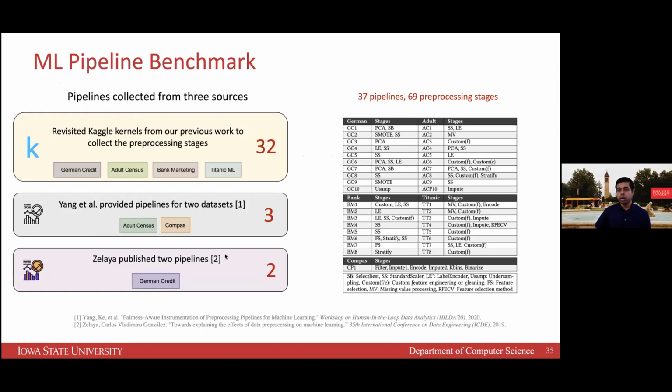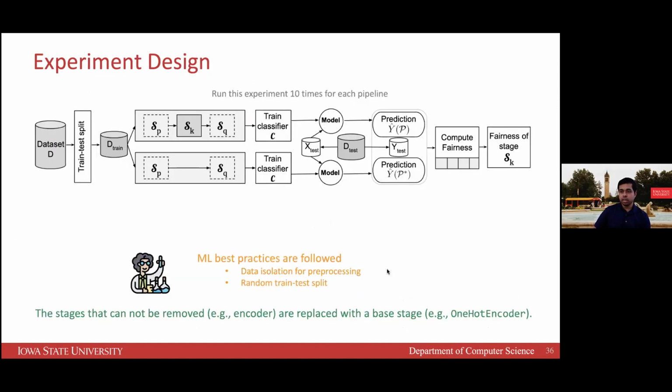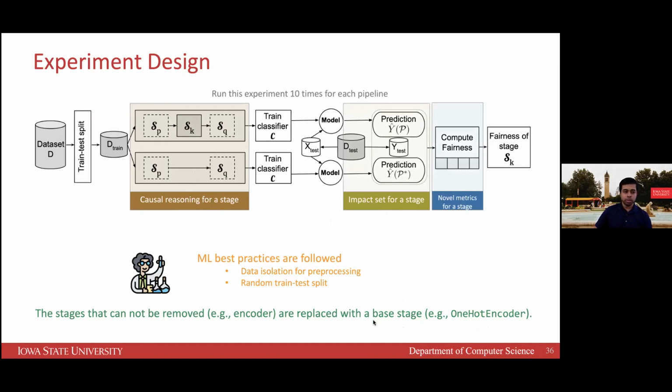All right, so we conducted a thorough evaluation on a benchmark of 37 pipelines. We have taken some of the benchmark models which are appropriate from our previous study, as well as incorporated from 2 other studies. And for each of the pipelines, we have found these many stages, and these are different preprocessing stages. Our experiments were designed to first capture the causality in the stage, then calculate the impact, and finally compute those metrics. And while doing that, we follow ML best practices like data isolation and random test split and so on.